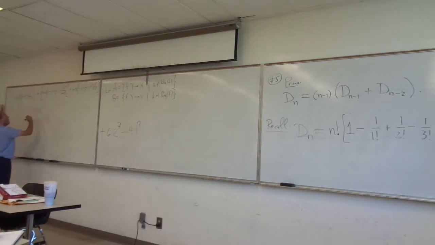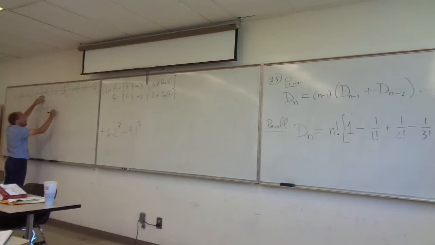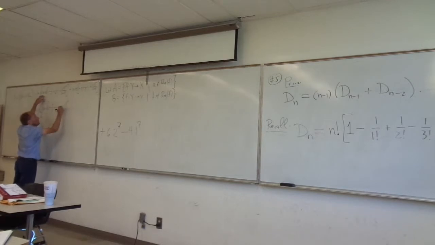So I'll pull that all the way out, and then let's just see what we're left with. On this term, I have not pulled out the entire factorial. I only pulled out n minus 2 factorial, right? So that leaves me with an n minus 1 times 1 minus 1 over 1 factorial plus 1 over 2 factorial minus dot dot dot plus negative 1 to the n minus 1 over n minus 1 factorial. So I have that.